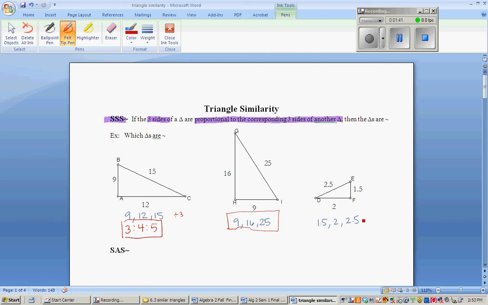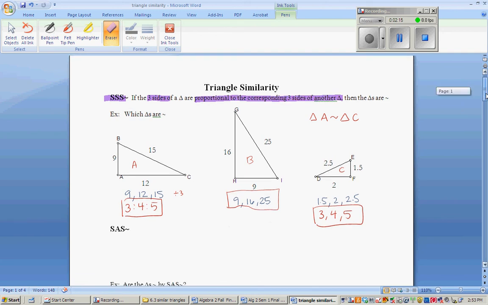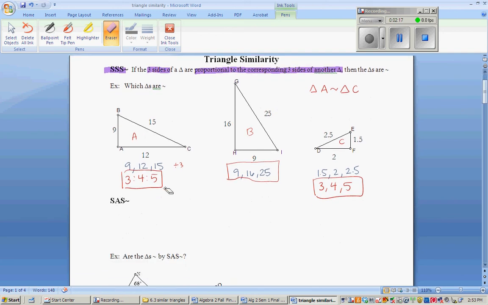And finally in this, I have 1.5 and 2.5. So I'm going to double all of these numbers so that I do not have decimals anymore. So 1.5 times 2 is 3. If I double that, I get 4. And if I double 2.5, I get 5. And take a look. Your first triangle, triangle A, is similar to the last triangle. And that's how you can tell triangle A is similar to triangle C, because their sides are all proportional to each other. So that's SSS, and the easiest way is, again, to line them all up.